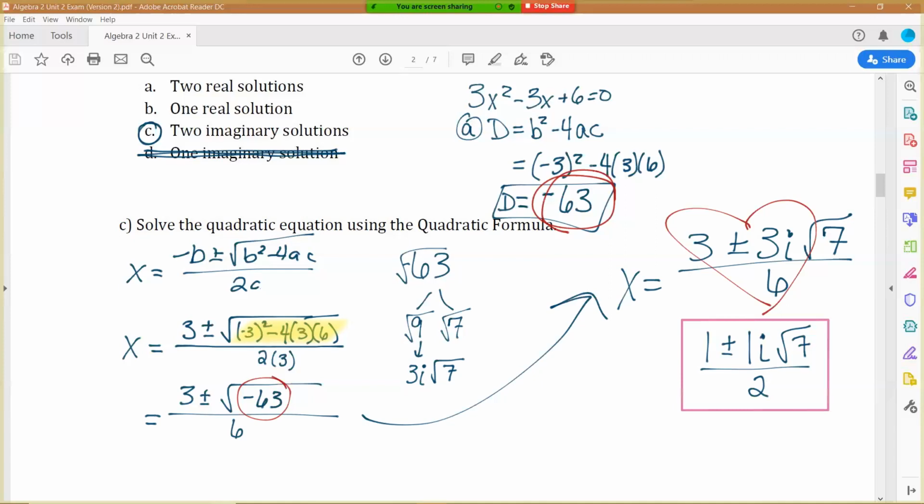So this question altogether is worth 5 points. 1 for part A, 1 for part B, and then 3 points for part C.